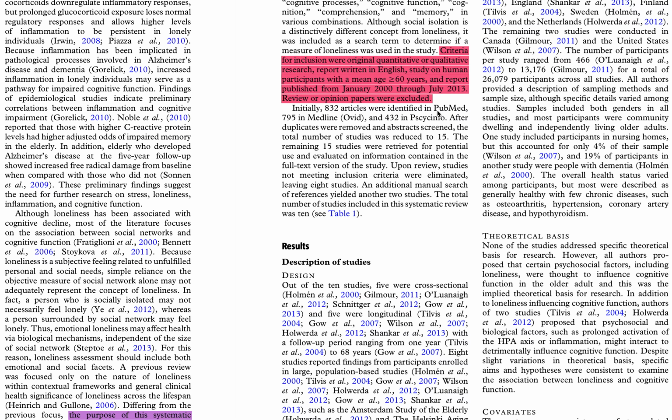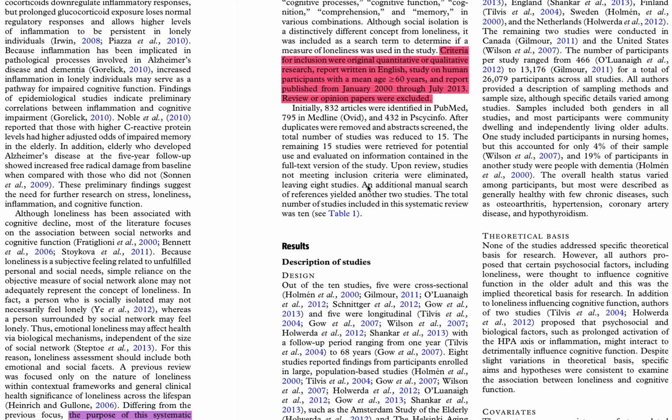Okay, so then I go on to say that originally I had 832 articles in PubMed. There were 795 in Medline, 432 in PsycInfo. Then I removed all the duplicates and I looked at the abstracts, and that total number was reduced down to 15. Then I looked at the full text version of each study.